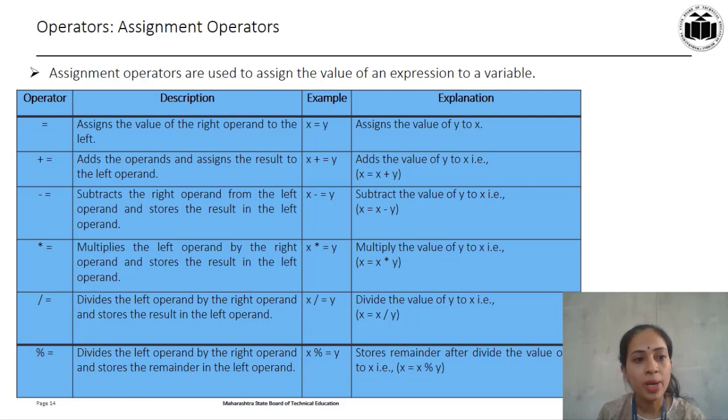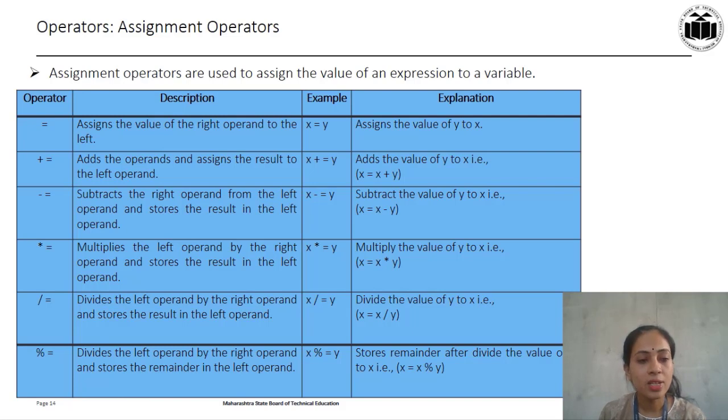Next one is multiply by and equal to, which multiplies the left operand by the right operand and stores the result in the left operand. For example, x *= y, which is equivalent to x = x * y. Next operator is divide by equal to, which divides the left operand by the right operand and stores the result in the left operand. For example, x /= y means divide x by y and save your result in variable x, which is equivalent to x = x / y.